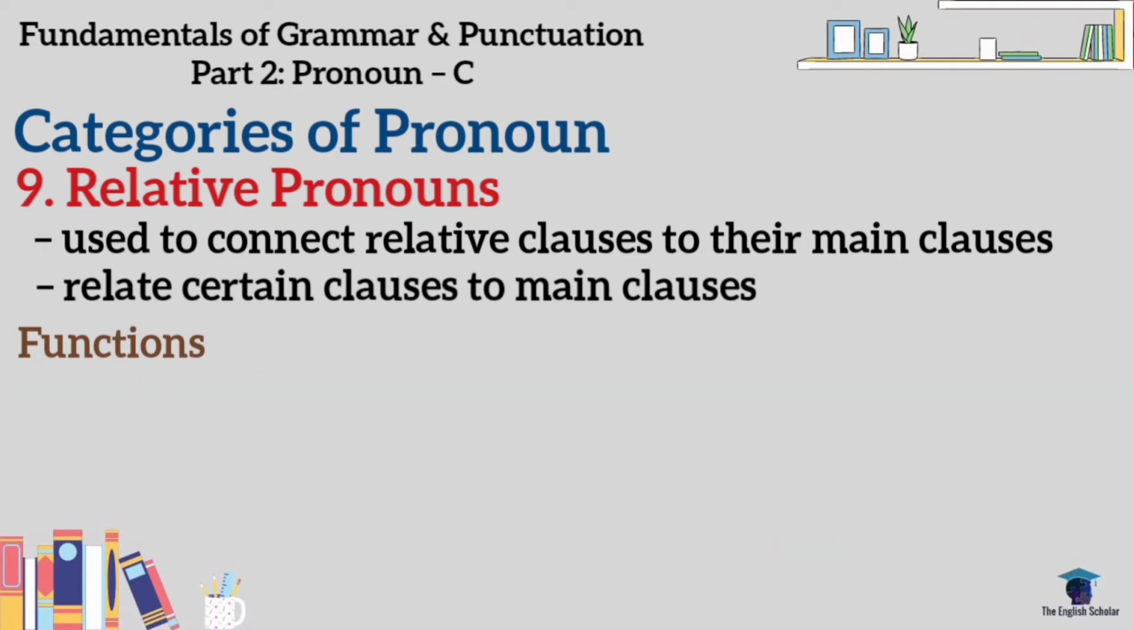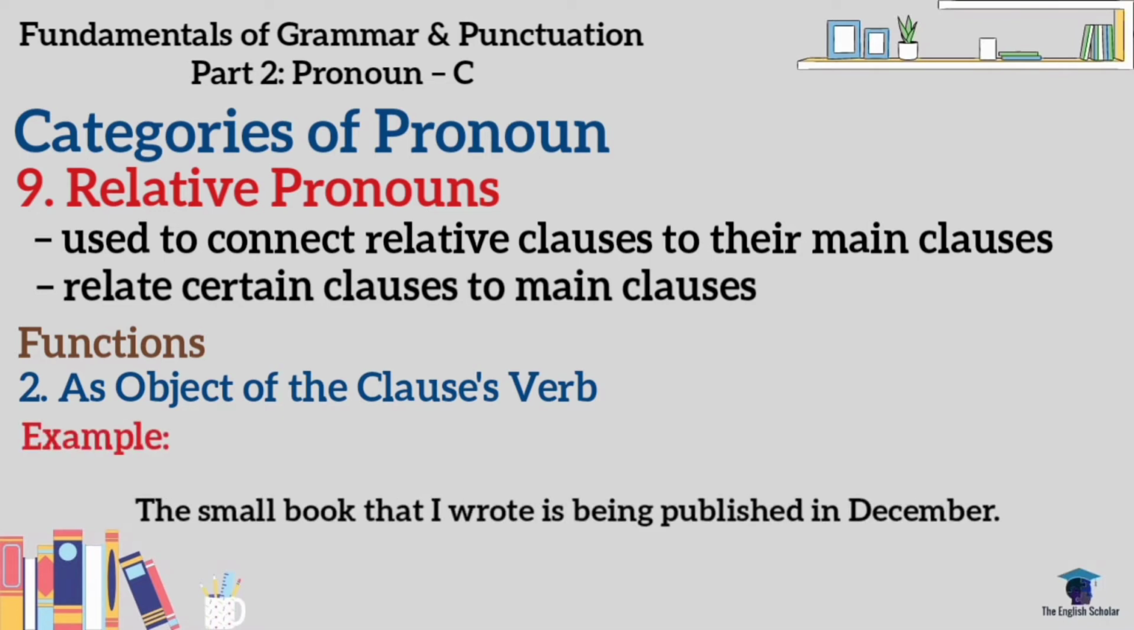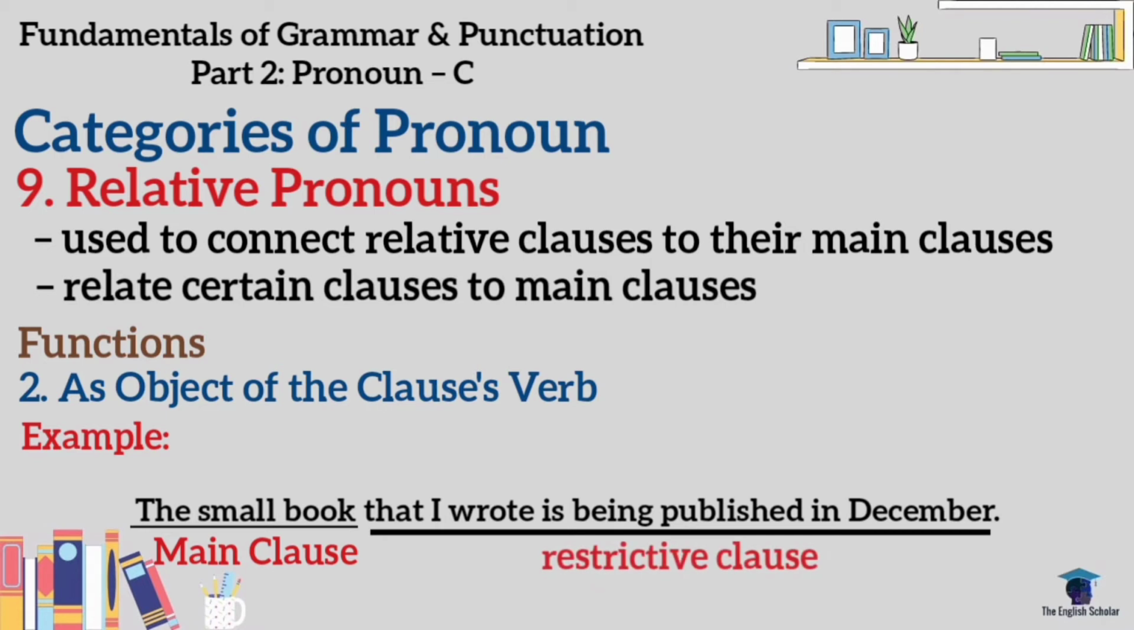Next, number 2. Relative pronoun as the object of the clause's verb. The small book that I wrote is being published in December. The small book here is our main clause, and that I wrote is being published in December is our restrictive clause. In the main clause, the book is our subject because we are talking about the book that I wrote.